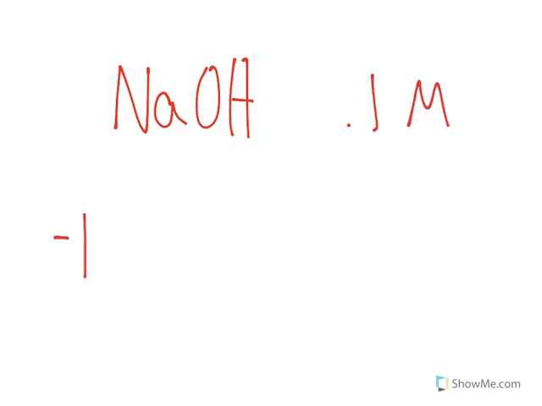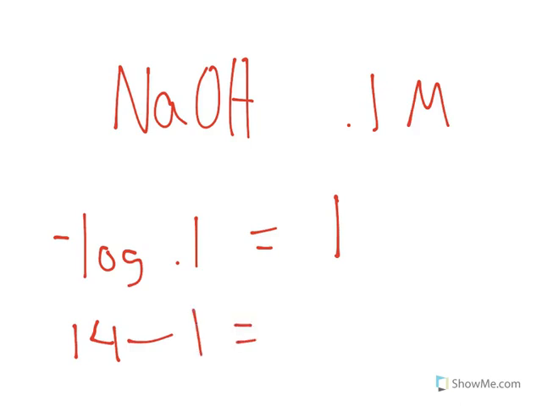What we do is we do the negative log of 0.1, which is going to be our pOH, right? When we do the negative log of 0.1, we're going to get a pOH of 1. And then we're going to do 14 minus that. 14 minus 1 will equal our pH, which is going to be 13.